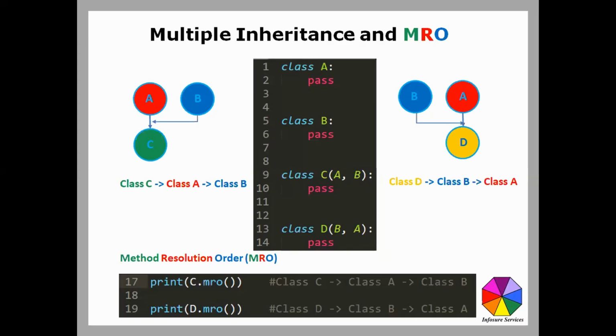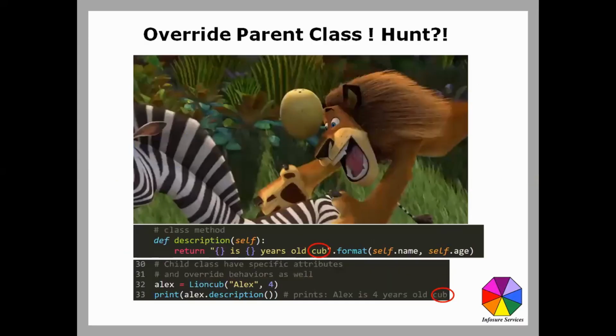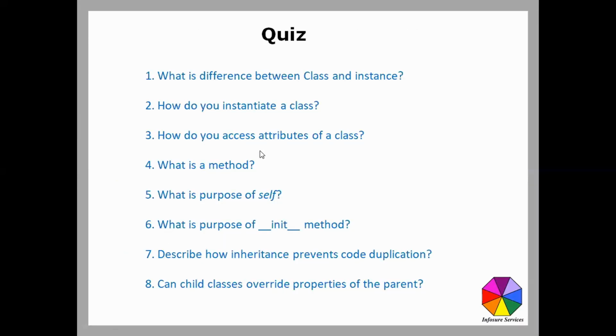Got it. Okay. So that's the quiz here. Let me try this. What is the difference between class and instance? We know class is a blueprint. Instance is you create a working component out of it. How do you instantiate a class? You write the object name equal to class and parenthesis, correct? Correct. How do you access attributes of a class? Class dot attribute. Yes, class dot attribute.